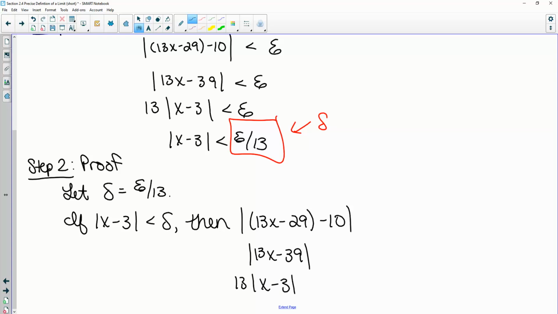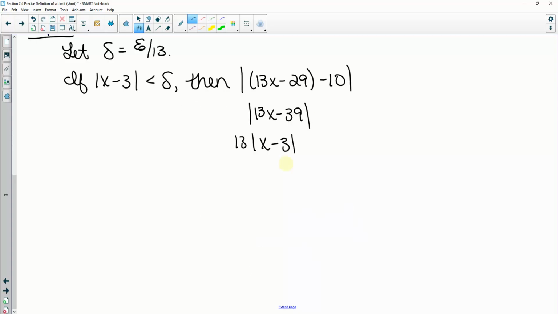Okay, but we've already said that the absolute value of x minus 3 is less than delta. So 13 times the absolute value of x minus 3 is less than 13 delta. So I just got my less than. All that I need left is to get an epsilon. Okay, so this equals 13 times epsilon over 13, which is epsilon.